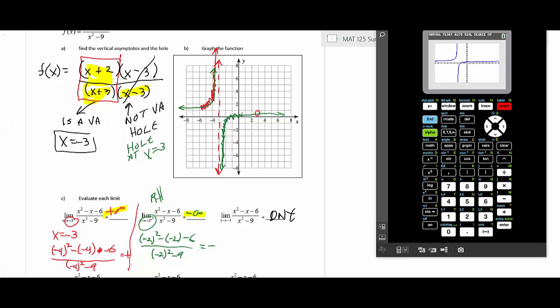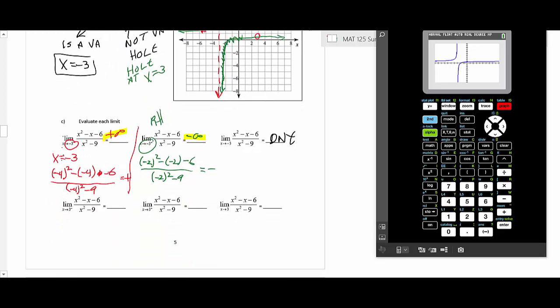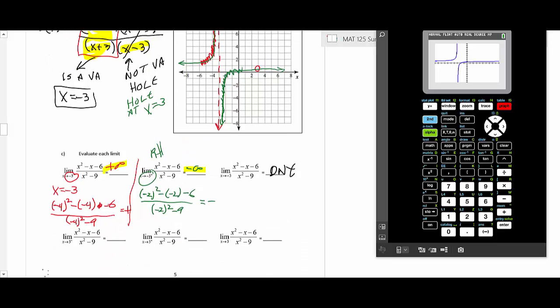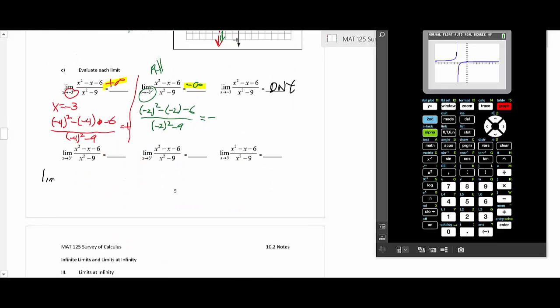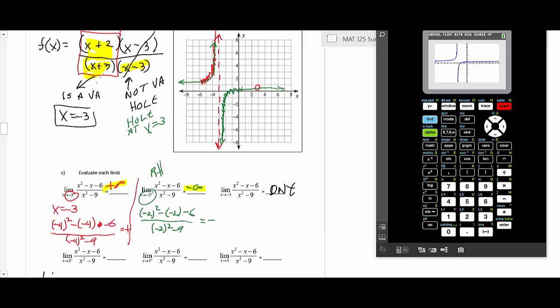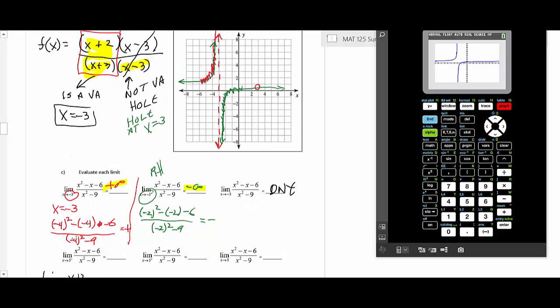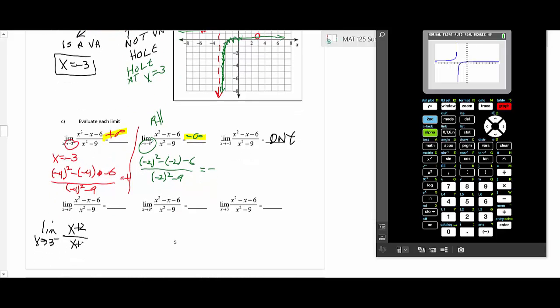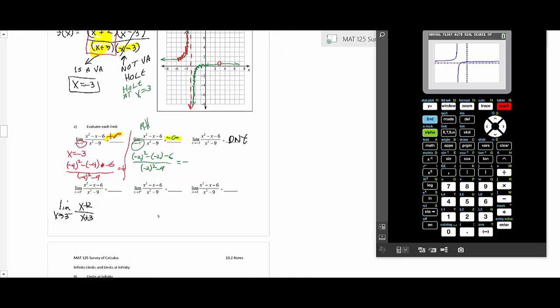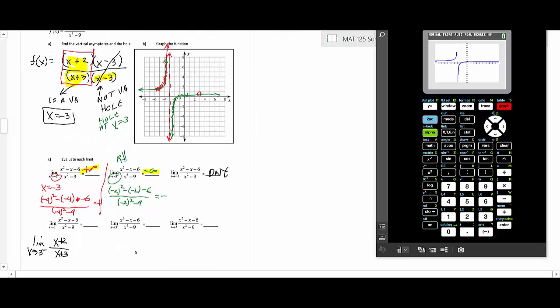So what you have to do with this one is, now we've got the cancellation. Really all we've got to do is the limit as x goes to 3 from the left. And since we've already canceled that out, let's just work with x plus 2 over x plus 3. See, what I was doing is, we can just go ahead and work with the one that cancels.